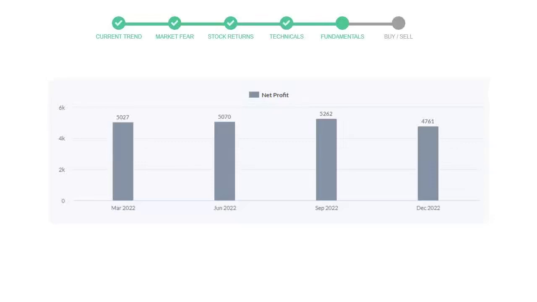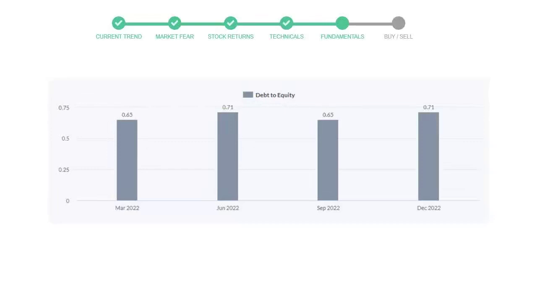Let's see debt numbers. Debt to equity number tells us how much the company is in debt. In the first quarter, it was 0.65. Then it increased to 0.71. Then in third quarter, it again went down to 0.65. In the recent quarter, the debt score increased to 0.71. Generally, this ratio should not be over 2.0.